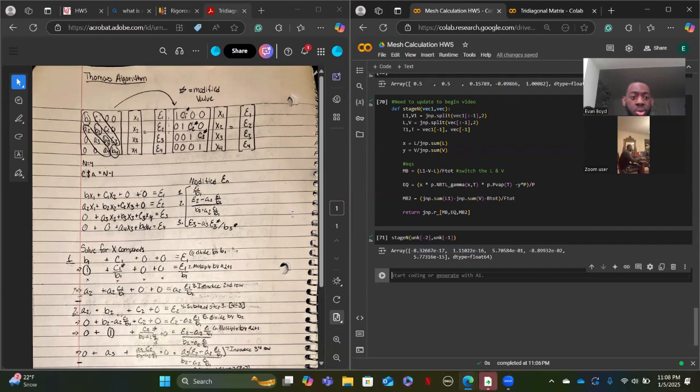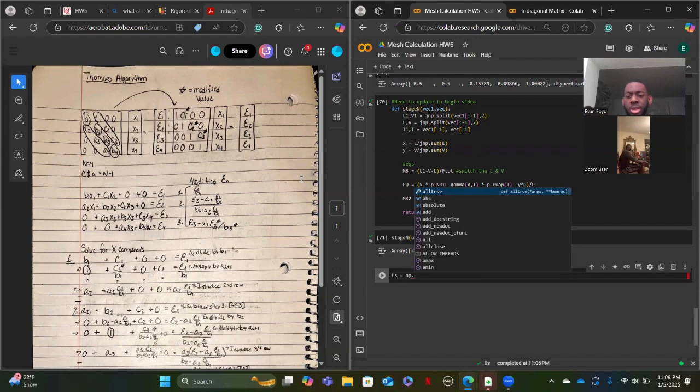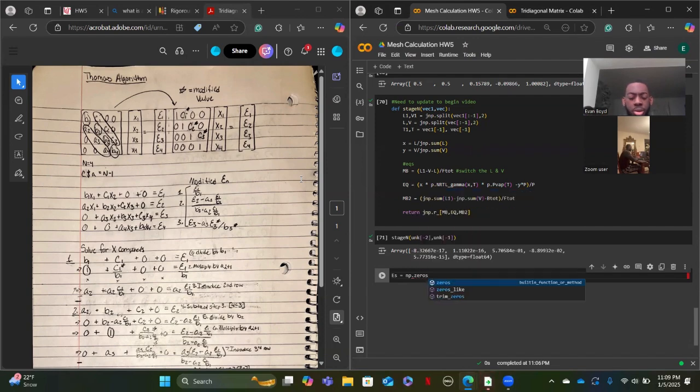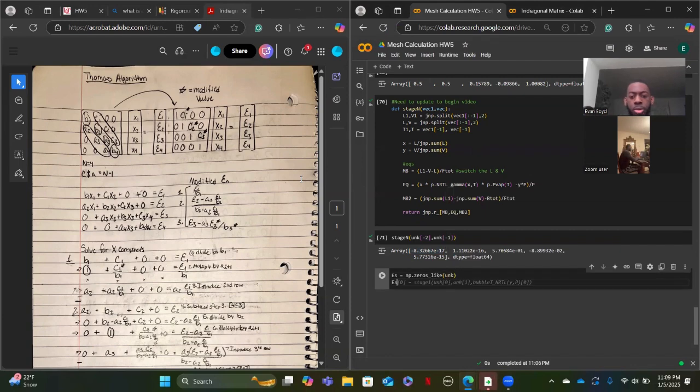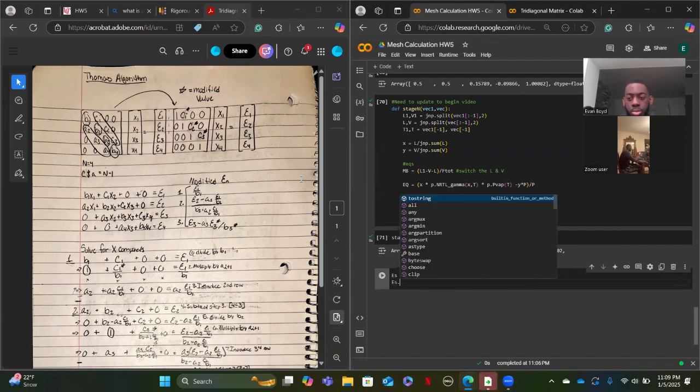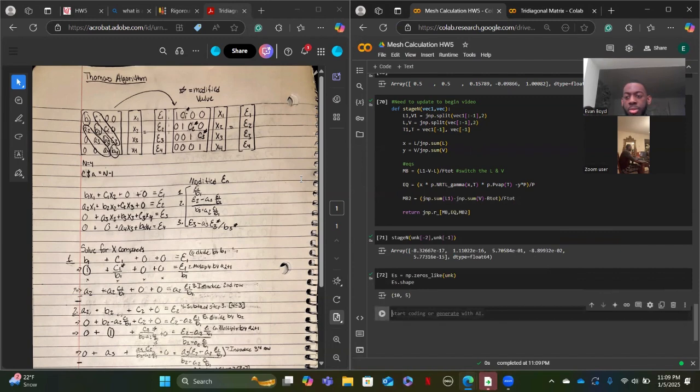First we do our E. We will construct our E's first. This will also be a 5 by 10. So E's is equal to np.zeros, because it'll be the same as our unknowns matrix. And if we want to see the shape, this would just be 10 by 5.